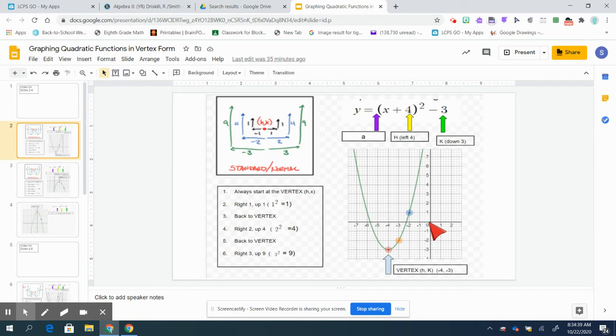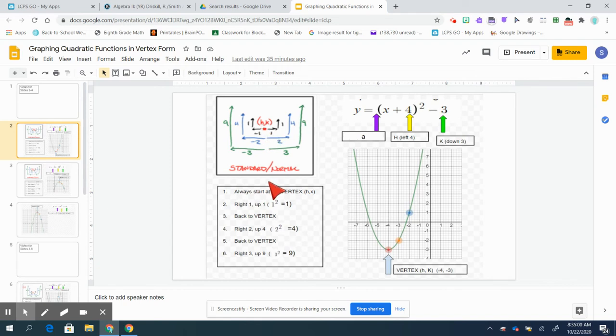So we start here at the origin. We're going to go left 4, 1, 2, 3, 4, and then down 3, 1, 2, 3, and put our point for our vertex there, which is HK, -4, -3. From there, we're going to create the rest of our graph. We always start at the vertex.